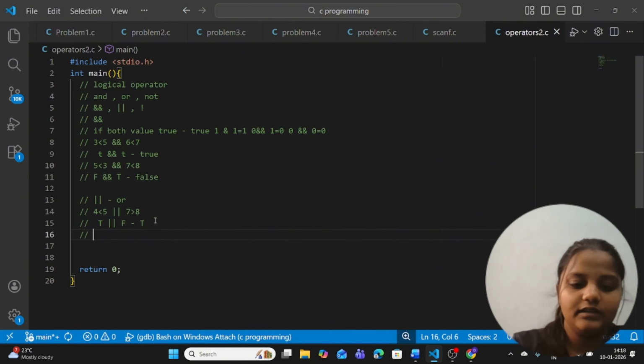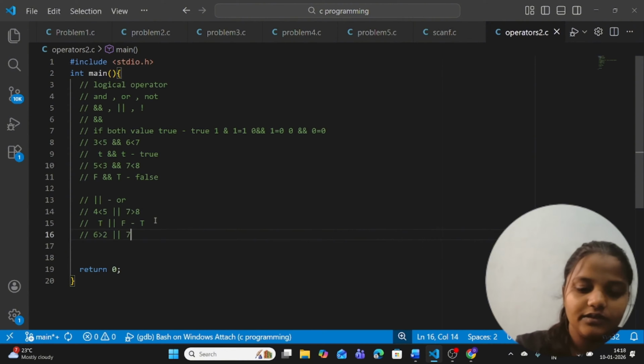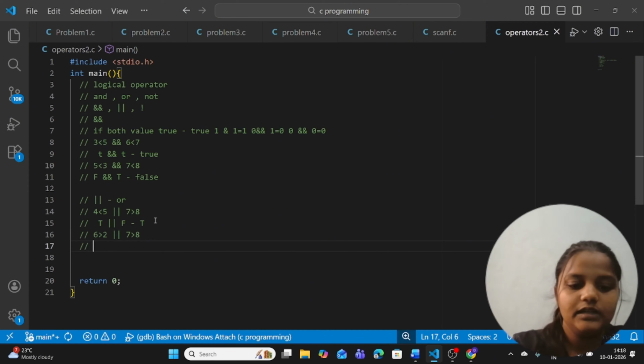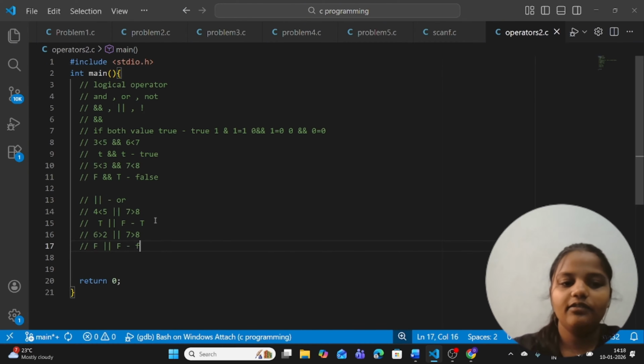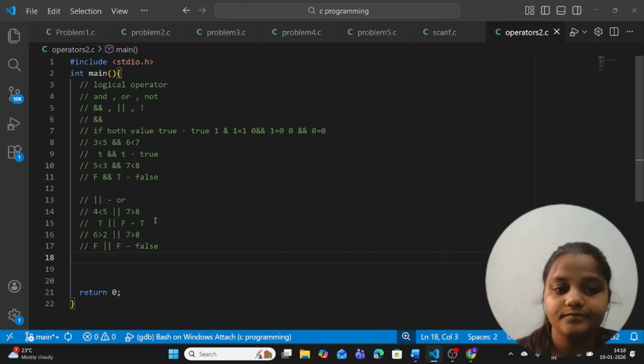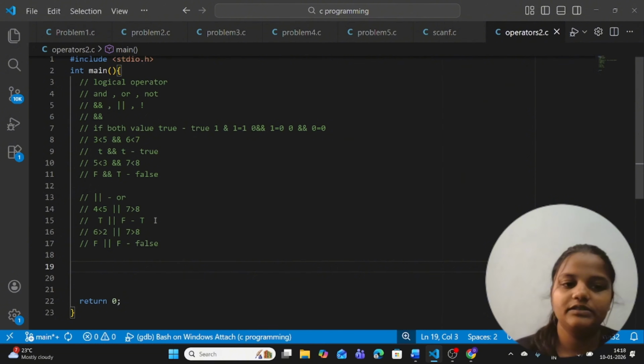It will be false only when, for example, 6 greater than 2 or 7 greater than 8. Here this is false and this is also false. Then only our output will be false. So this is how the OR operator works.